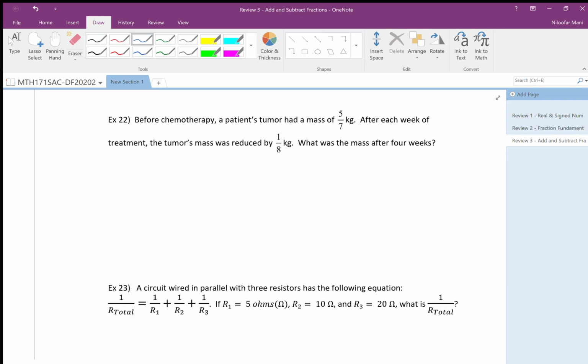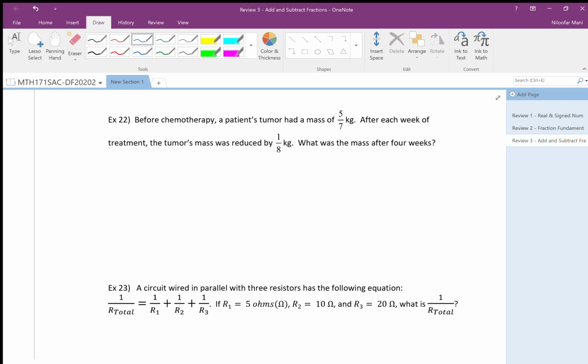Okay? So, when people do chemotherapy, they want to reduce the mass of the tumor, of course. So before it was this, and after the treatment it was reduced by, it didn't say reduced to. If it says reduced to, it means this is the old mass and this is the new mass. Read the question carefully. Before chemotherapy, the tumor is this. After each week of treatment, the tumor mass was reduced by. This means it reduced by this amount each week.